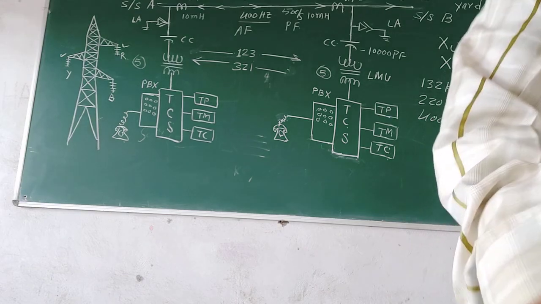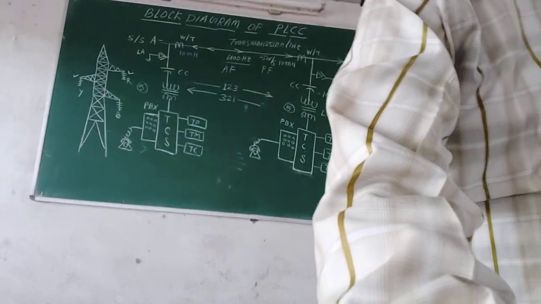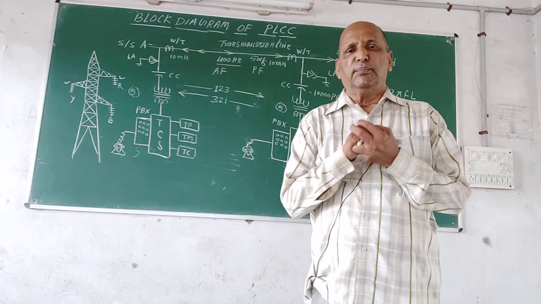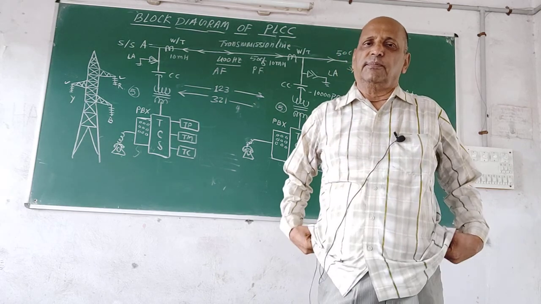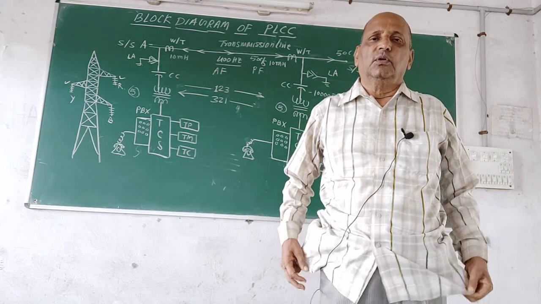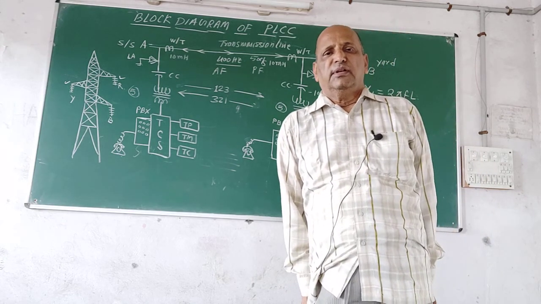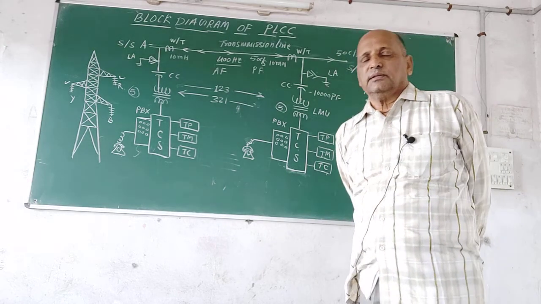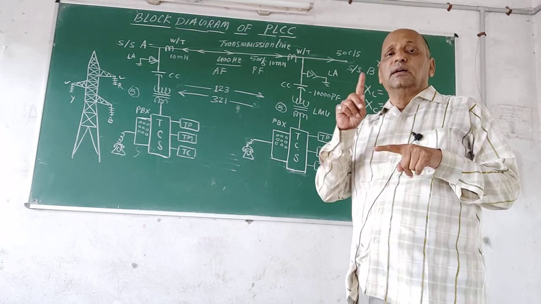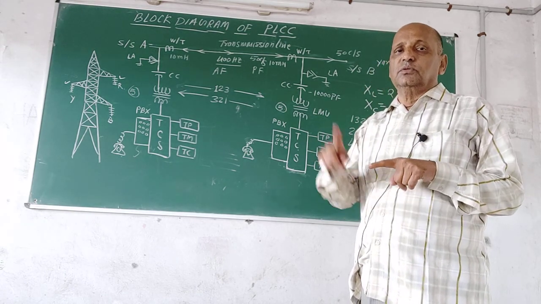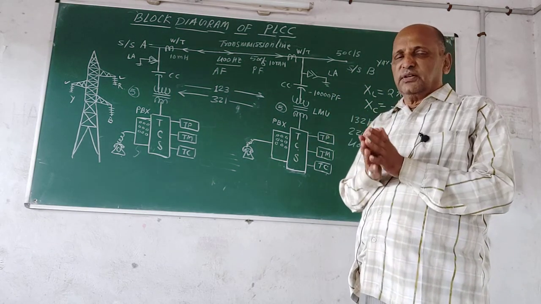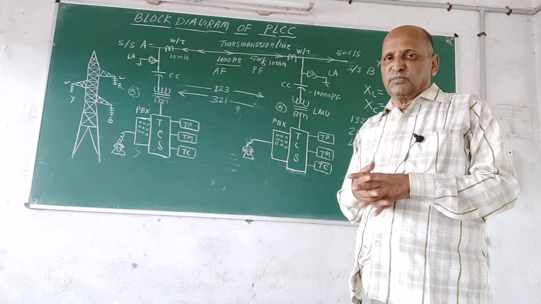Now it is simple, as you know from the basics, that an inductive reactance offers low impedance for low frequency and high impedance for high frequency. Similarly, a capacitor is the reverse of that. It offers low impedance for high frequency and high impedance for low frequency. So here we have to separate the two frequencies. Power frequency we have to separate from audio frequency, and audio frequency we have to separate from power frequency. Audio frequency is used for communication and power frequency for power transmission.